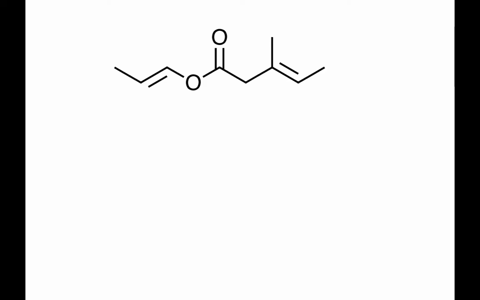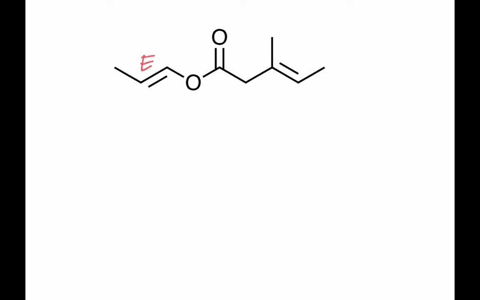But first, let's go ahead and do E or Z. So over here, I've got my double bond. Carbon beats hydrogen on one end. On the other end, oxygen is going to beat hydrogen. So I have the higher priority groups on opposite sides of the double bond. So this is going to be an E alkene.